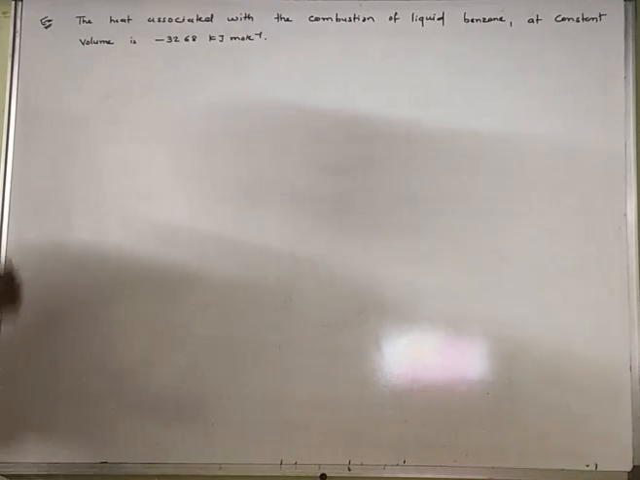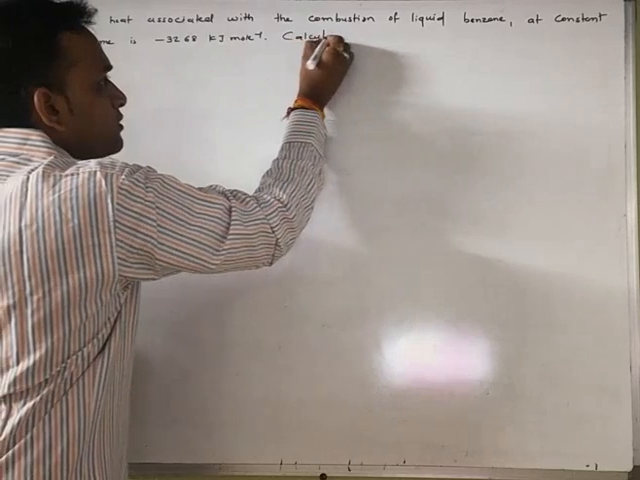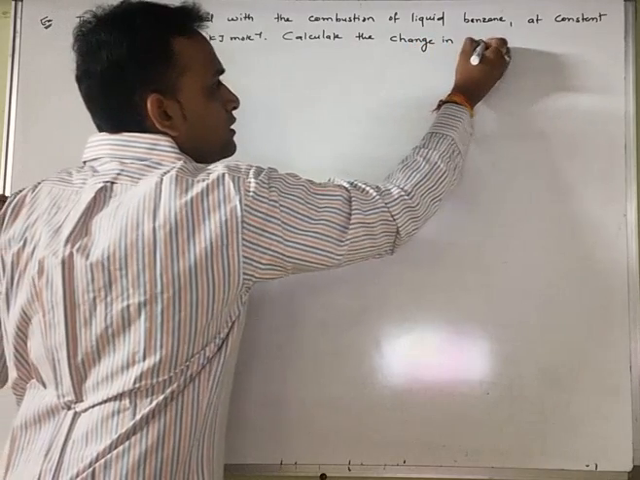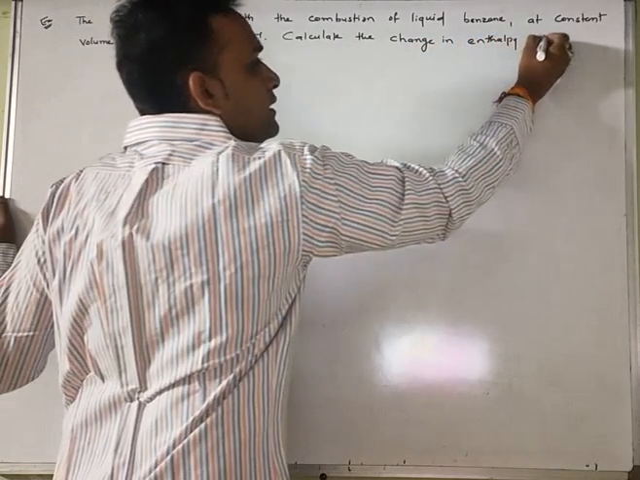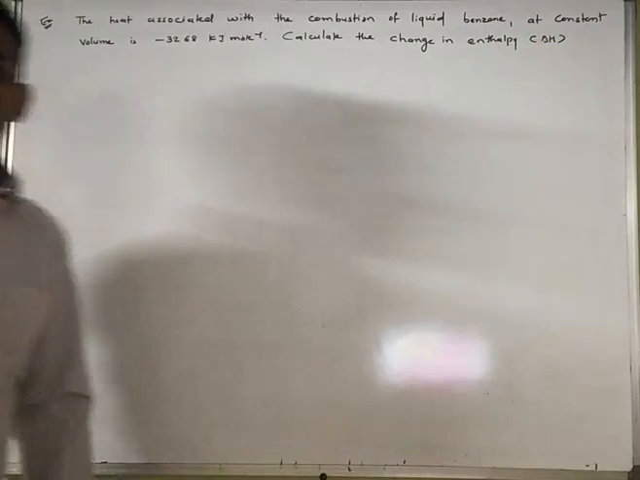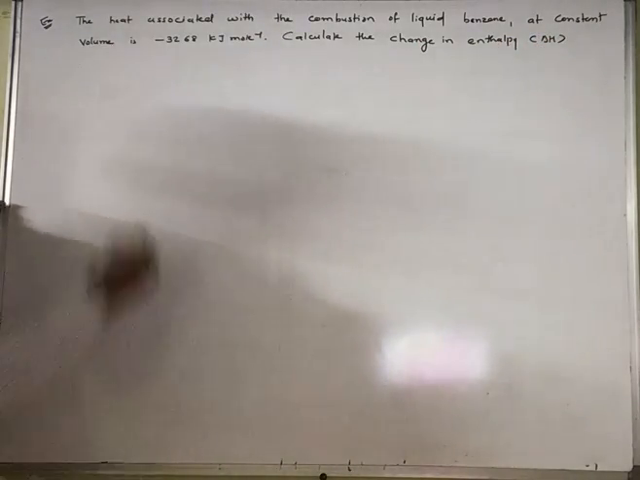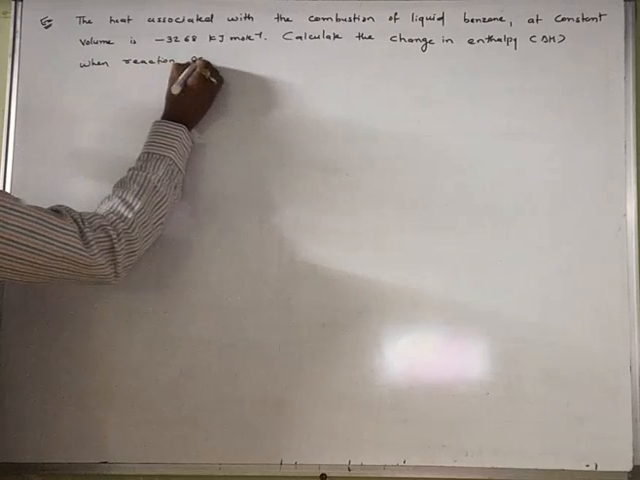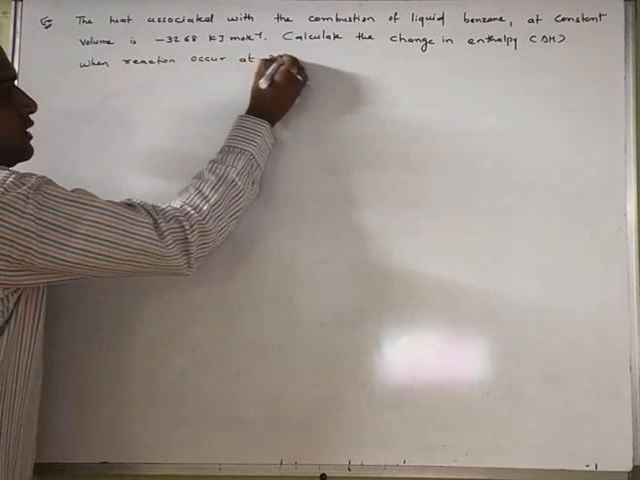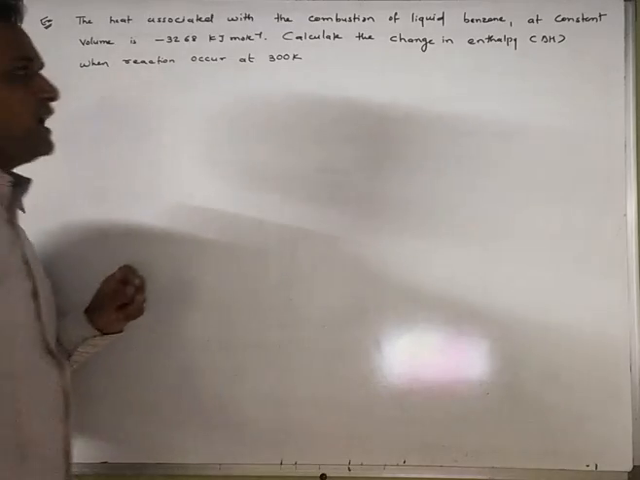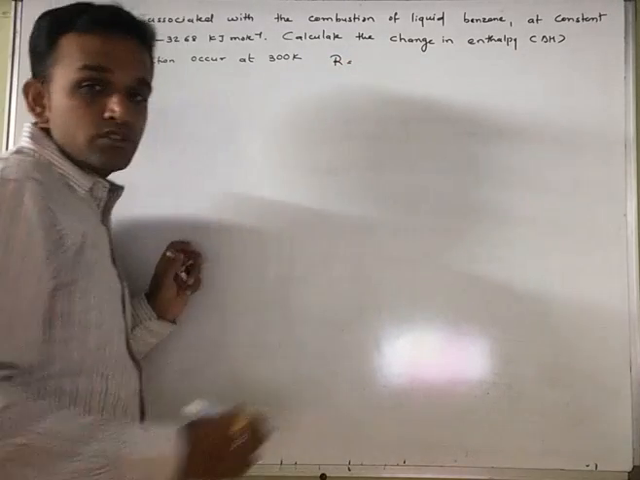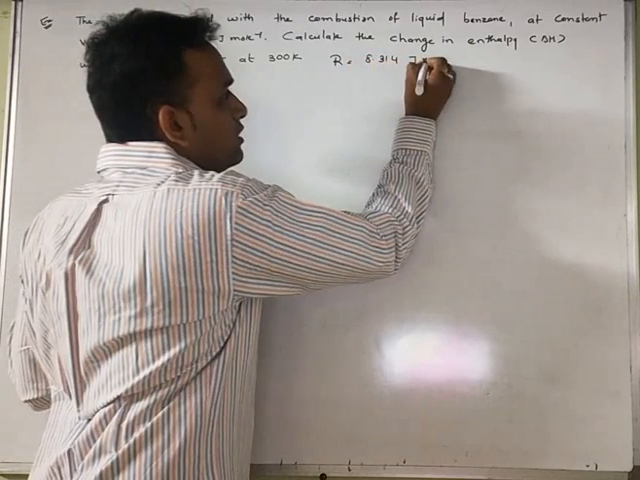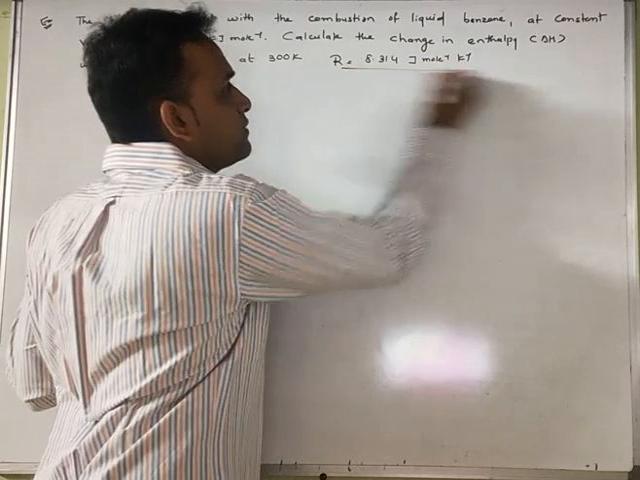Calculate the change in enthalpy, that is delta H, right, when the reaction occurs at 300 Kelvin. Here R, that is the gas constant, will be given, that is 8.314 joule mole inverse Kelvin inverse. Understand?